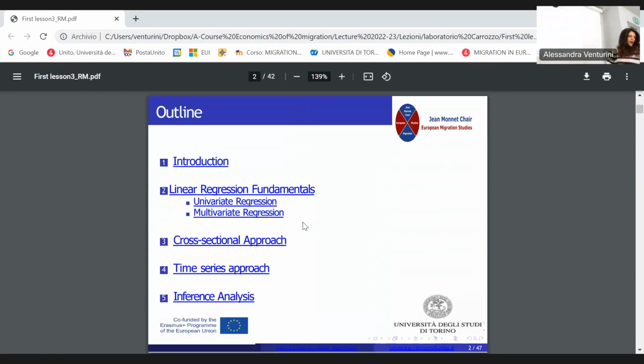Okay, let's start. Today we will see the introduction, the linear regression fundamentals, so univariate and multivariate regression, cross-sectional approach, time series approach, and inference analysis.